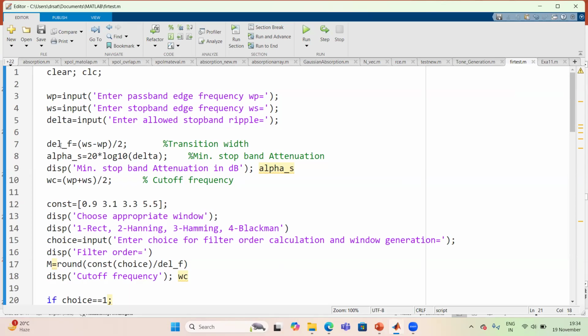Then I have just done all those calculations, whatever I have shown over there, so that you can correlate here. We have calculated delta F, we have calculated the minimum stop band attenuation, and then I have also calculated the cutoff frequency.